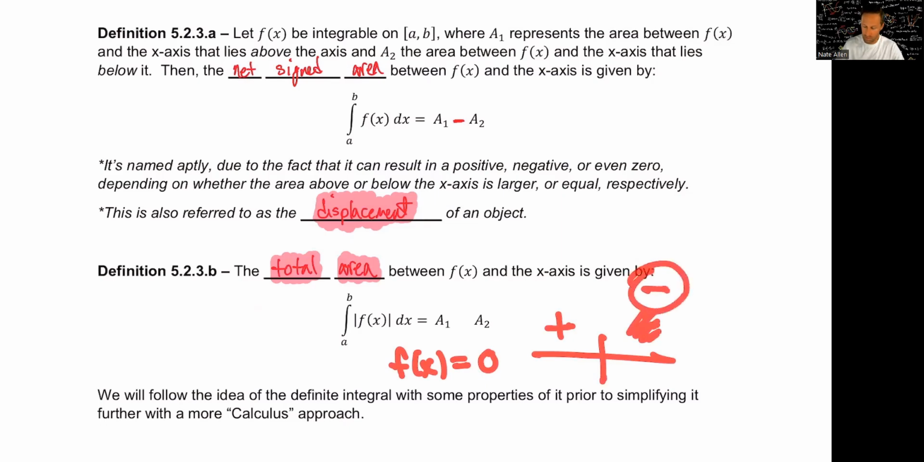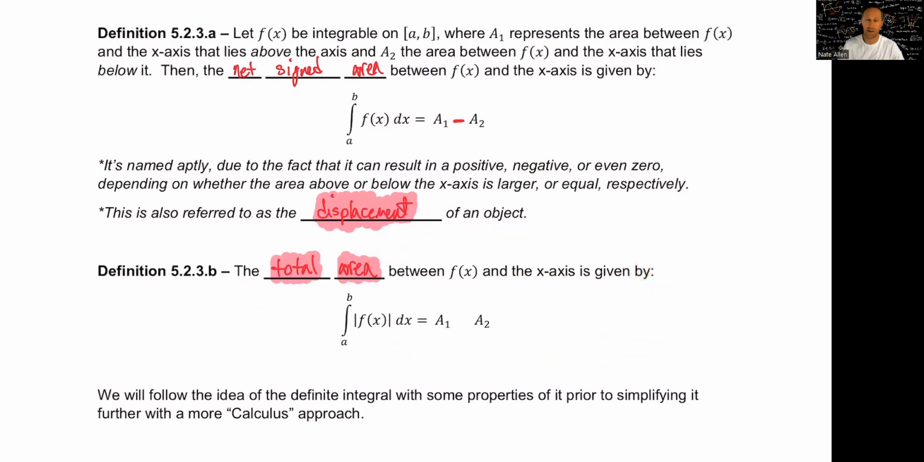And what would we have to do to this in order to make sure that we got our area, which was always positive? We'd have to combat that negative with another negative like this so that we get a positive result. Okay, so that's the main difference between these, is that we will find for the total area only the positive things. Where the displacement, we're finding the difference.